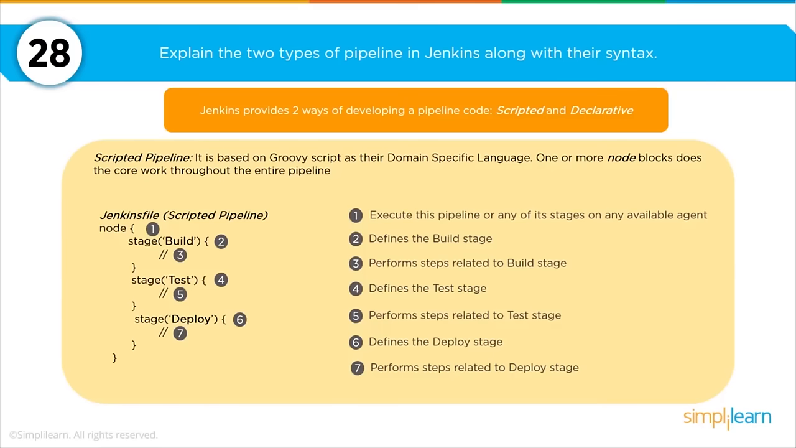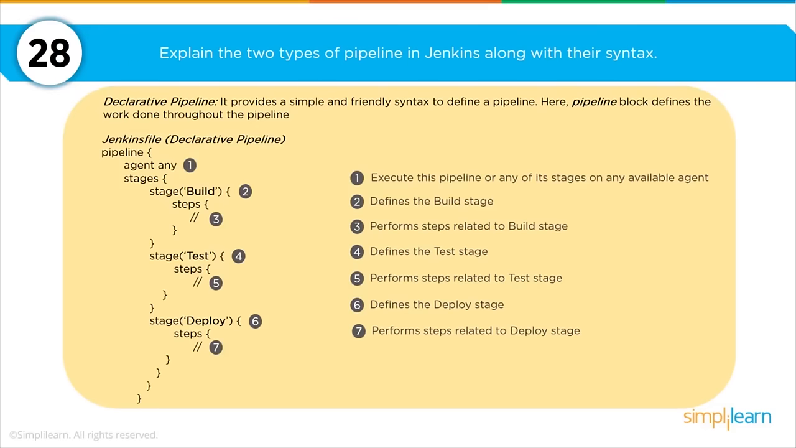Working with Jenkins, you're going to be asked to explain the two types of pipeline used in Jenkins along with the syntax. And so a scripted pipeline is based on Groovy script as the domain-specific language for Jenkins. And there are one or more node blocks that are used throughout the entire pipeline. On the left-hand side, you can actually see what the actual script would look like, and the right-hand side shows what the actual declaration for each section of that script would be.